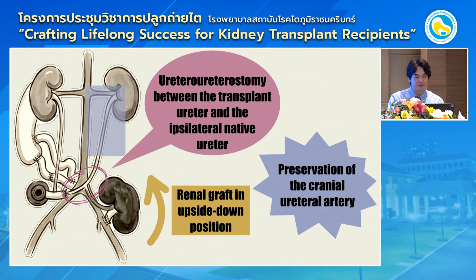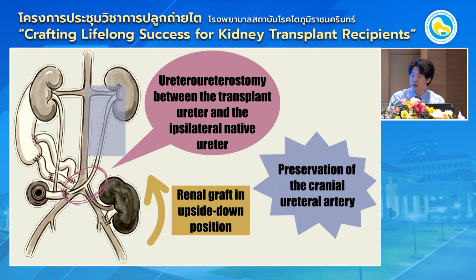The key elements of our adaptive strategy are demonstrated here. The renal graft is positioned in an inverted orientation to enhance surgical access. This configuration optimizes vascular targeting and prevents ureteral kinking. Additionally, a short ureter is utilized to preserve the cranial ureteral artery, which is vital for establishing a well-vascularized ureterostomy.